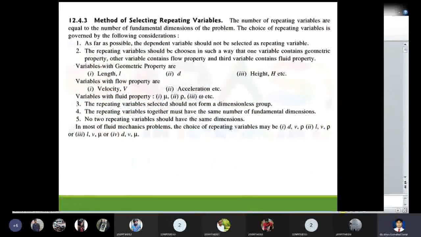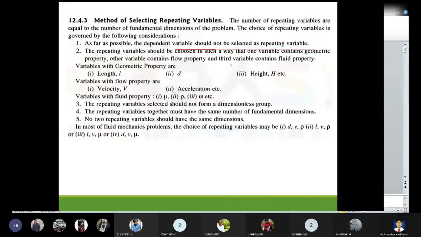Next, these are the rules for selecting repeating variables. How do you select a repeating variable? These 5 points are very important. The first thing it says is that the dependent variable should not be selected, because that is what you're going to find out. It should not be selected as a repeating variable. That is the first condition.